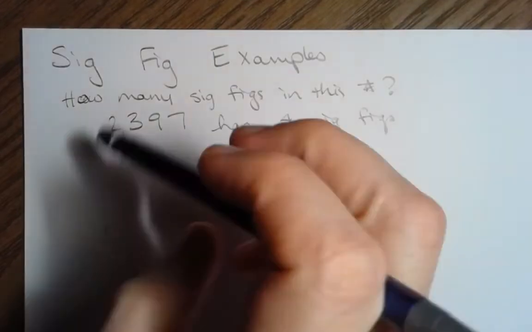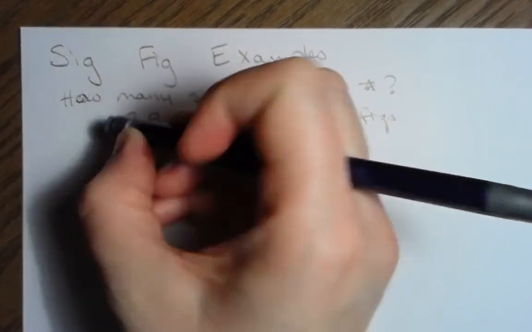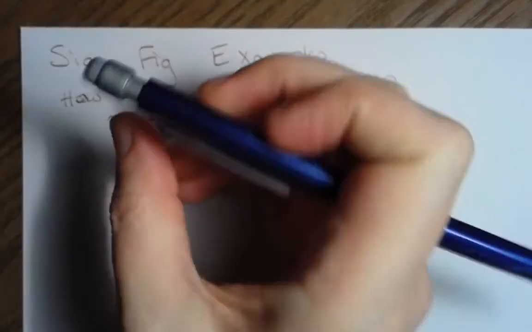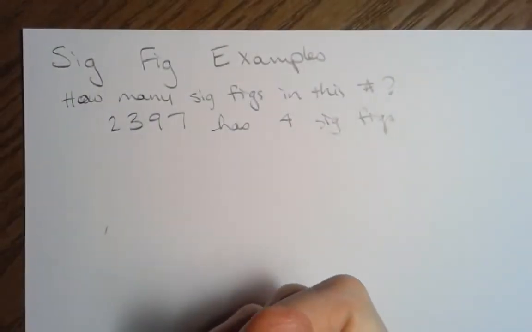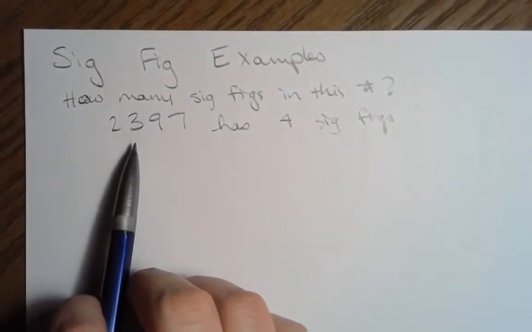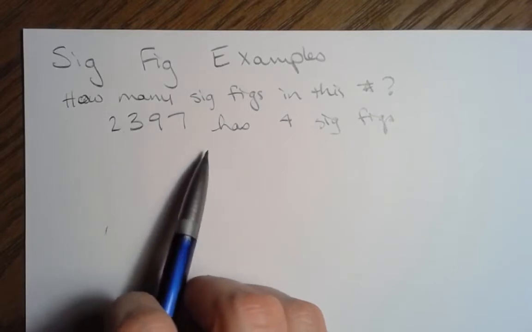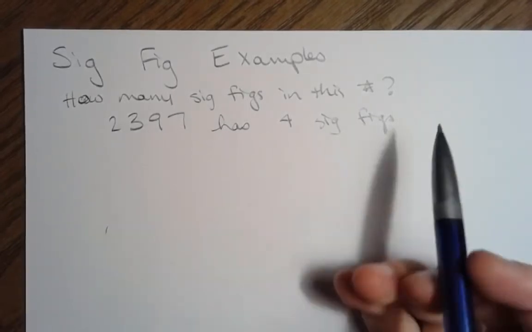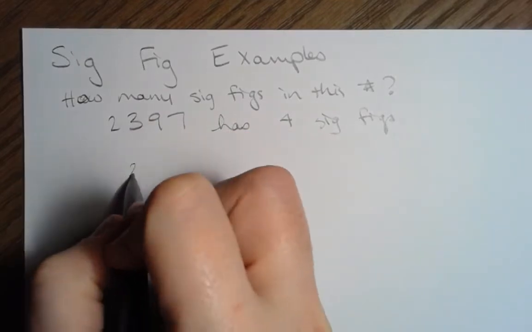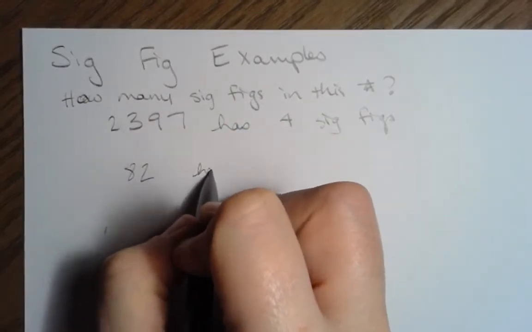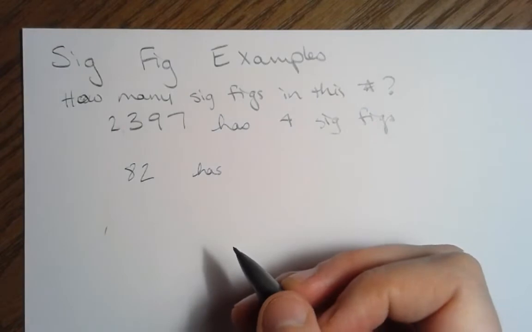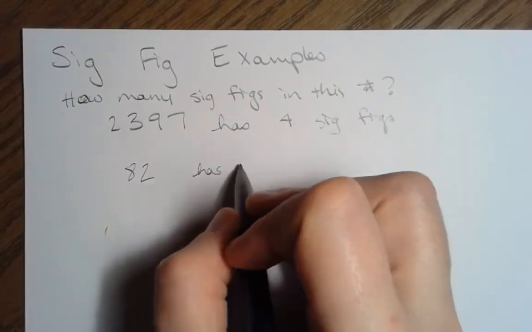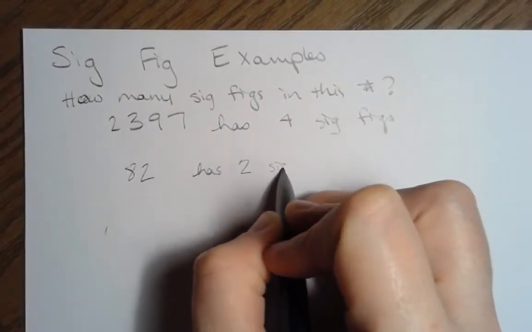This is a comma. I'm just going to erase it just in case it doesn't look like a comma. 2,397. Just count them. 2 is significant, 3 is significant, 9 is significant, 7 is significant. 1, 2, 3, 4. There are 4 sig figs. The number 82: 8 is significant, 2 is significant. There are 2 sig figs.